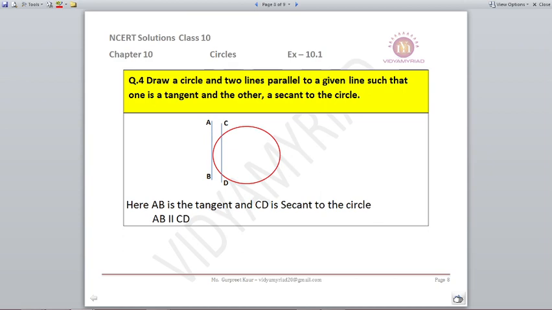Question 4. Draw a circle and two lines parallel to a given line such that one is a tangent and the other a secant to the circle. Now if you look at the lines AB and CD, they are parallel lines where AB is the tangent to the circle and CD is touching the circle at 2 points, so that is a secant to the circle. It means AB is parallel to CD. It's not necessary that you draw in this manner only. You can draw in any other way also, where AB and CD should be parallel, one should be a tangent and one should be a secant.